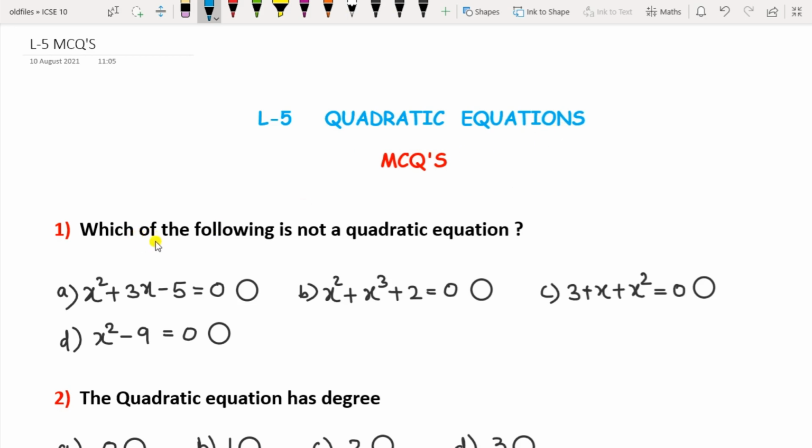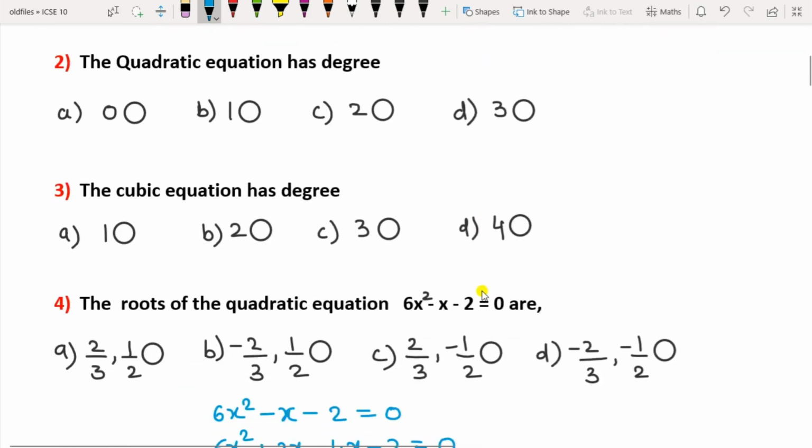The first one here is, which of the following is not a quadratic equation? Now as you know, for a quadratic equation, the degree of the equation should be 2. The highest degree of the equation should be 2 here. But in this case, you can see that the degree is 3, and therefore this is not a quadratic equation. So here you have to darken the circle, right? This way.